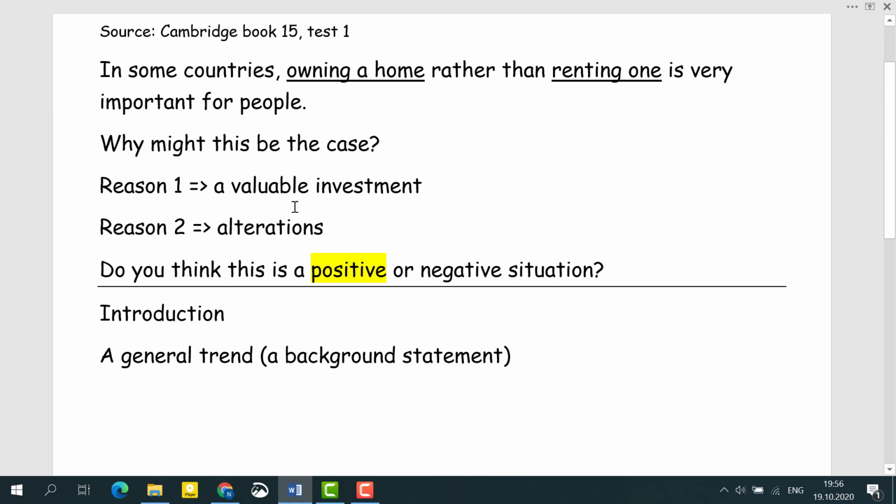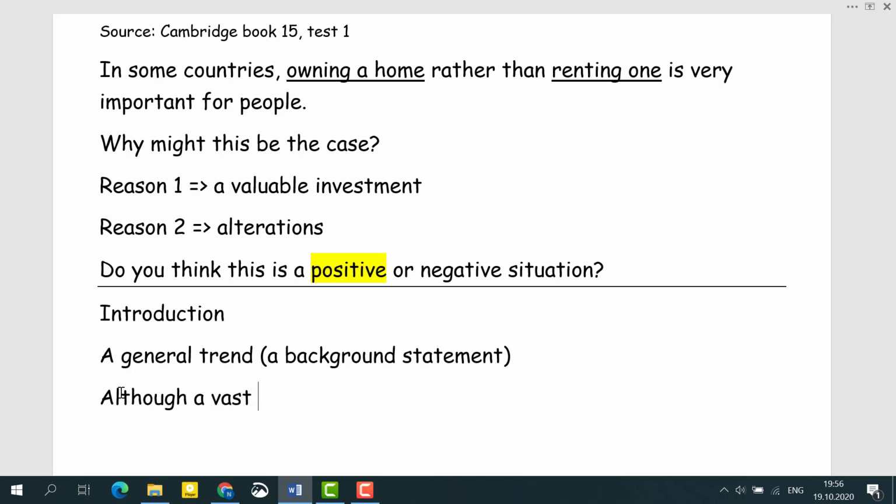So in my very first sentence, basically I need to include both of these aspects, not only one, but both. So how can we do it? We can do it by creating a complex sentence. So for example, let me show you.